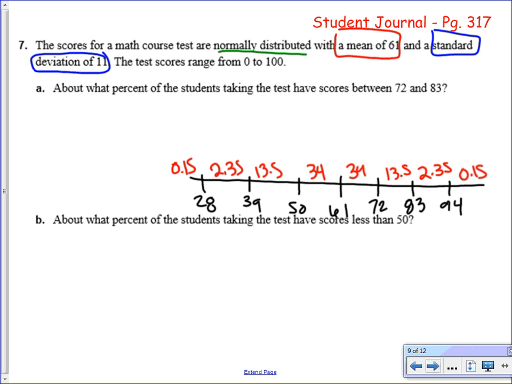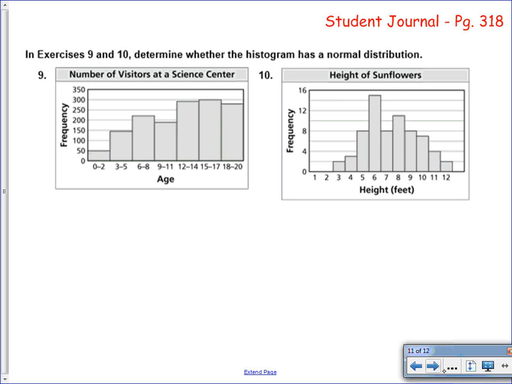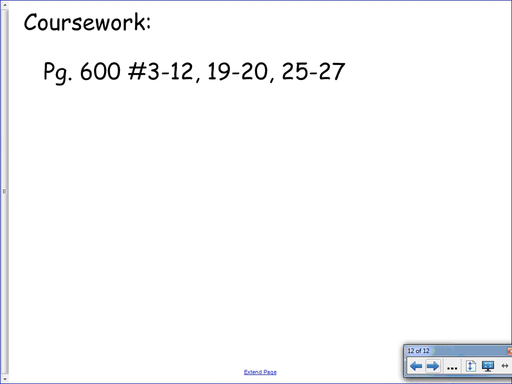But once you draw that, you'll be able to answer those questions on the interval. So like, what percent of students are between 72 and 83? 13.5%. And then you just add the percents. I'll post the notes online and the video, and then there's your assignment for the weekend. That'll be on the website? Yep. Okay.